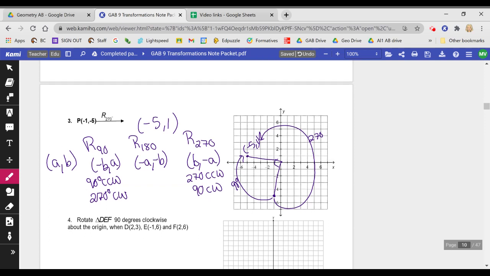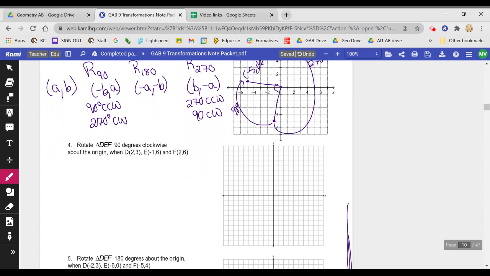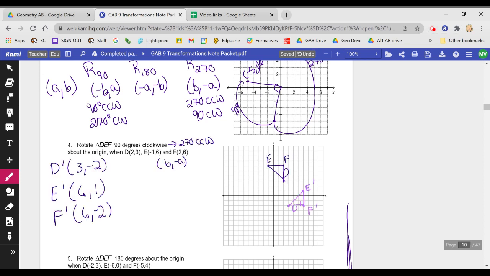So, I want you to pause and try to do number 4. For number 4, it asked me to rotate 90 degrees clockwise. So I noted that 90 degrees clockwise is the same as 270 counterclockwise, which means my rule is I flip them and change the sign of the second. So D prime is 3, -2, E prime is 6, 1, and F prime is 6, -2.